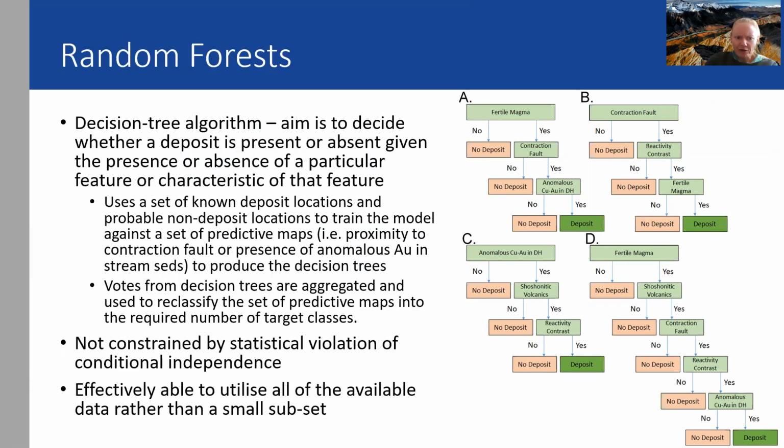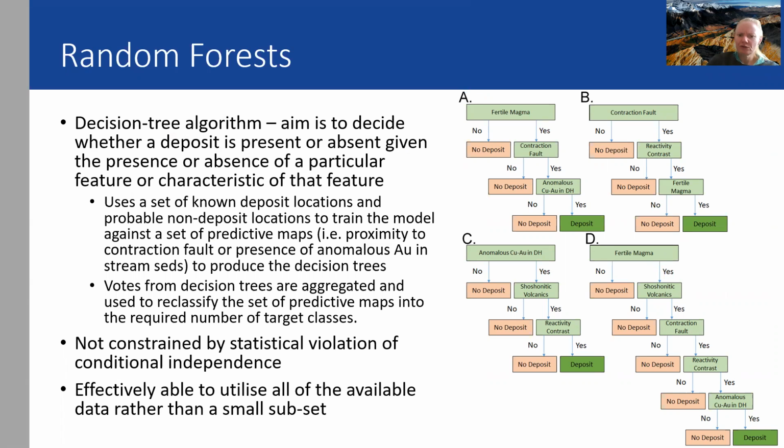Then moving on to the random forest-based approach. So random forest is a decision tree algorithm where the aim is to decide whether a deposit is present or absent, given the presence or absence of a particular map feature or characteristic. So it uses the known deposit locations, so the same training data as our weights of evidence model. However, it also requires a set of non-deposit locations to assist with the training and the classification. So it goes through these decision trees, and for each random predictive map in the tree, it tries to decide whether a deposit is present or absent, given the presence or absence of the map pattern in that predictive map.